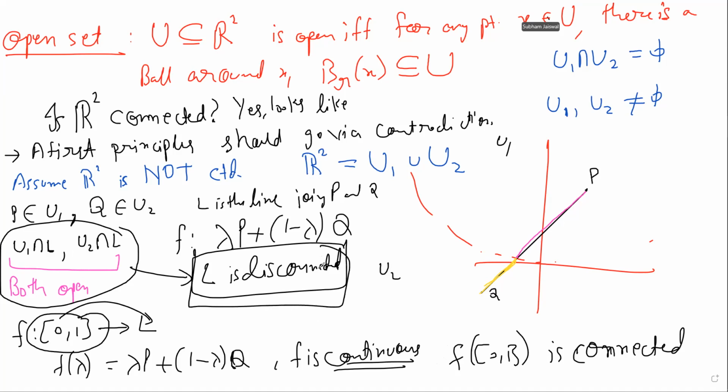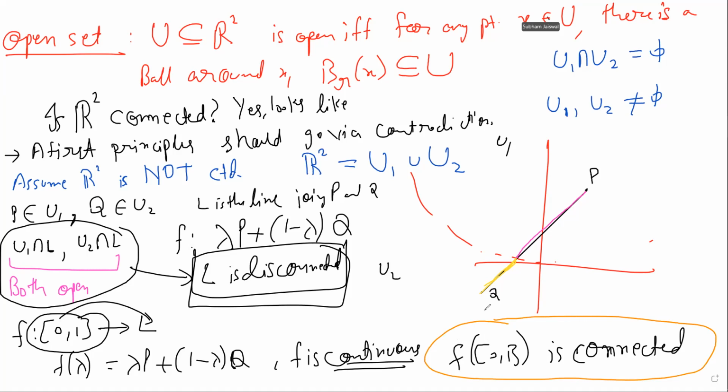That's a contradiction. But it is still left to show that the image of a connected set is always connected under a continuous function. We have not formally shown this. So that's our next theorem that we have to show. And that's the number one thing.